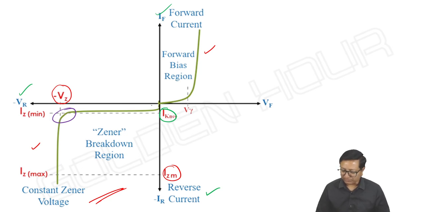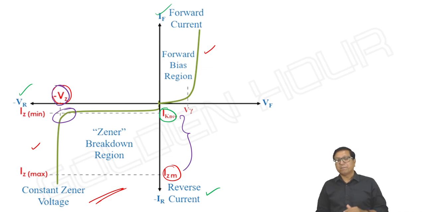So as long as the current through the Zener diode is in between IZ minimum and IZ maximum, it maintains constant voltage, we said. So current is variable, but voltage is constant. That is the property of a voltage source. A voltage source maintains constant voltage across it with variable current. This property I am using in the voltage regulator.